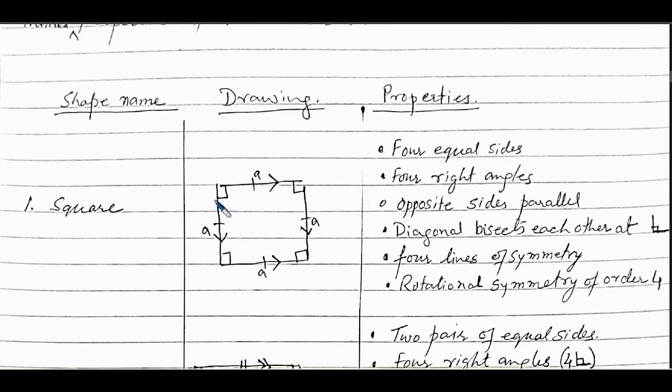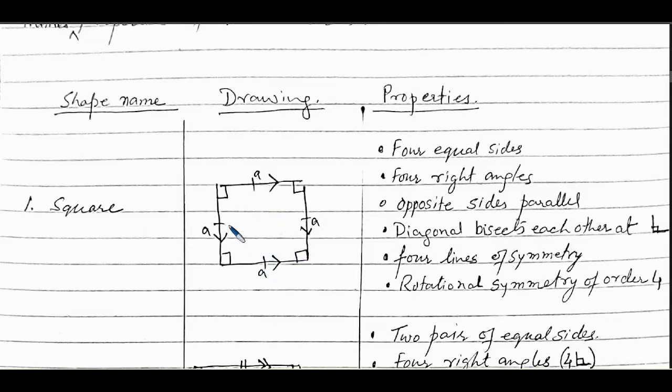So what is a square? Square properties: 4 equal sides. These are all the same measure. 4 right angles, it has four 90 degree angles. Opposite sides are parallel. Then the diagonals bisect each other at perpendicular. 4 lines of symmetry, that is, I can fold this. Say I draw this in the figure, I draw one line here. This will overlap when I fold it.